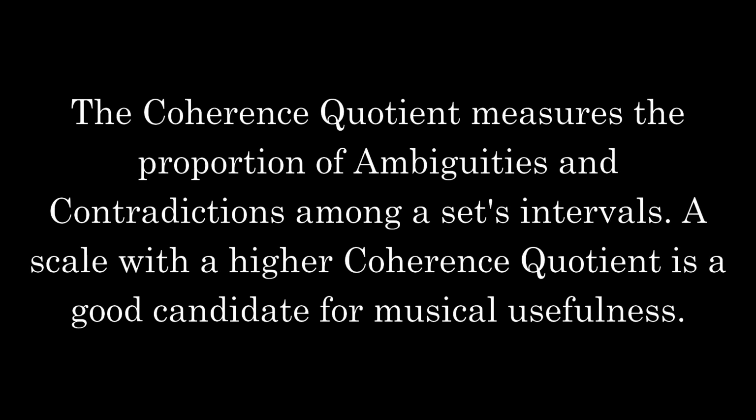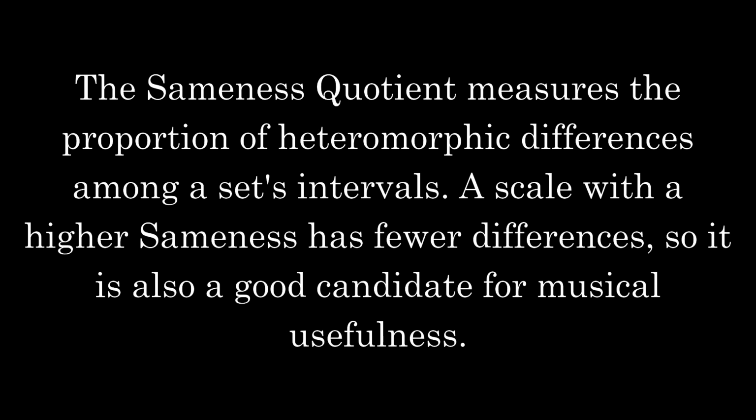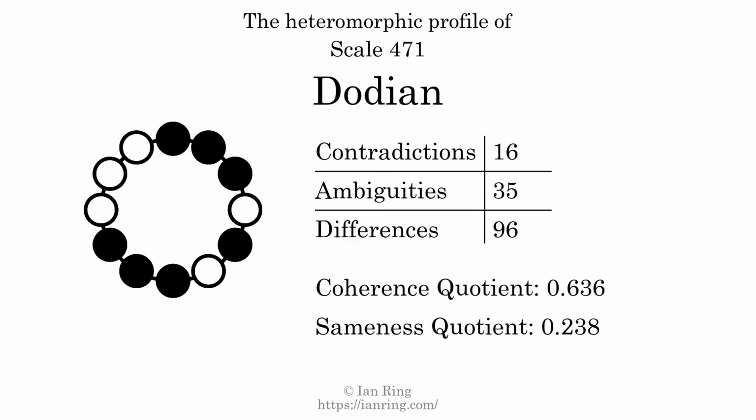The coherence quotient measures the proportion of ambiguities and contradictions among a set's intervals. A scale with a higher coherence quotient is a good candidate for musical usefulness. The coherence quotient is 0.636. The sameness quotient measures the proportion of heteromorphic differences among a set's intervals. A scale with a higher sameness has fewer differences, so it is also a good candidate for musical usefulness. The sameness quotient is 0.238.